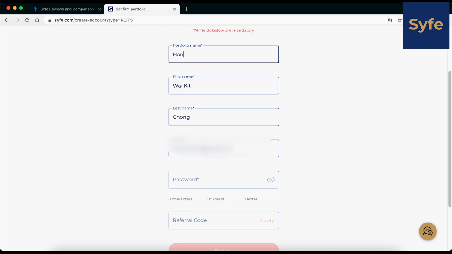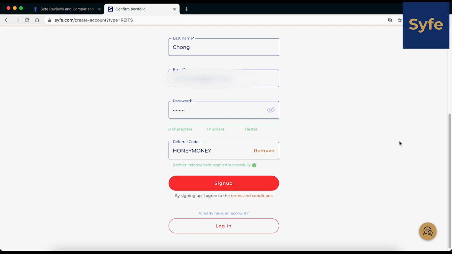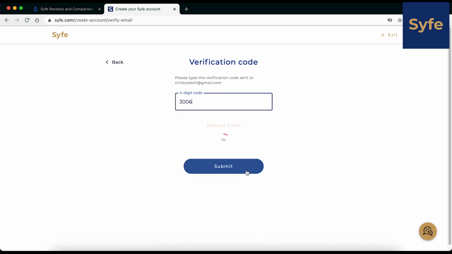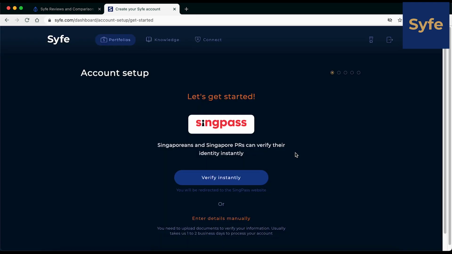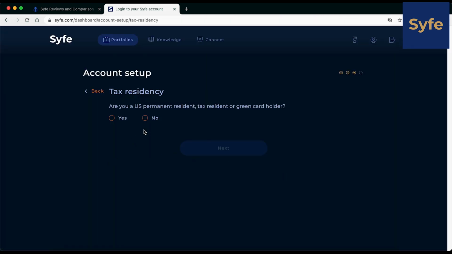I call it Honey Money REITs. Referral code Honey Money. Let's see, got this referral code. Hey, really, you all should use this referral code. Sign up. 4-digit code. Okay, 4-digit code. I just received it. Okay, mobile OTP also done. SingPass, verify instantly. Okay, so log in with your SingPass app. I agree. Basically verify all your details now.